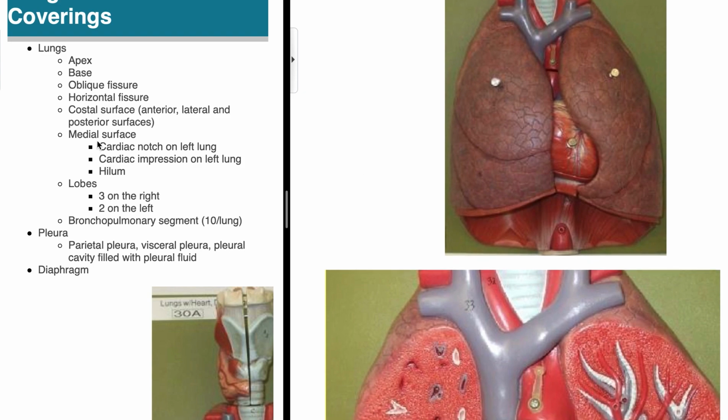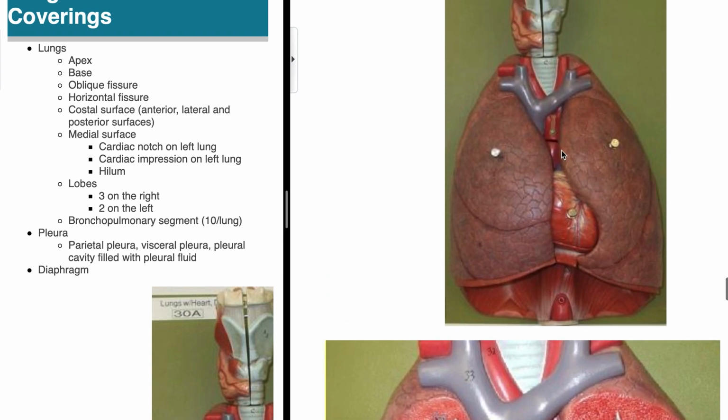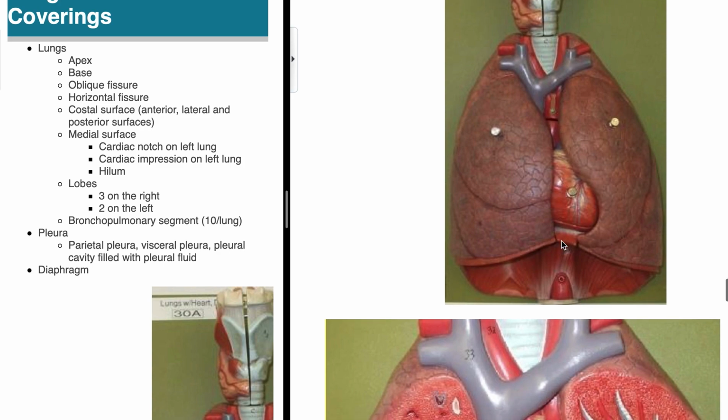Then you also have a general term called the medial surface of the lungs, and those are the ones that are a little harder to see because they are internal. These are the surfaces that are not touching ribs. That's what that medial surface is. Instead, it's the surface of the lung that's pushed up against the major blood vessels and the heart.